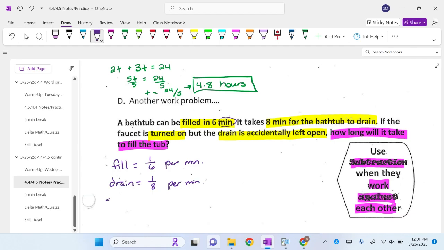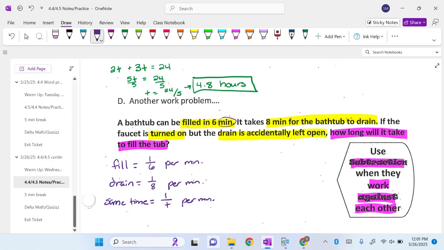So at the same time, how would I set that up? If I wanted to know how long it would take to drain and fill at the same time per minute, what would I do? Well, it would represent 1 over t per minute if it was at the same time. They're draining and filling at the same time.